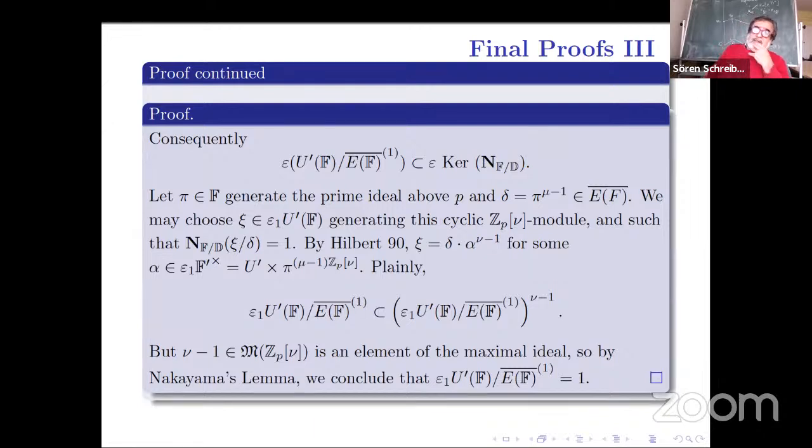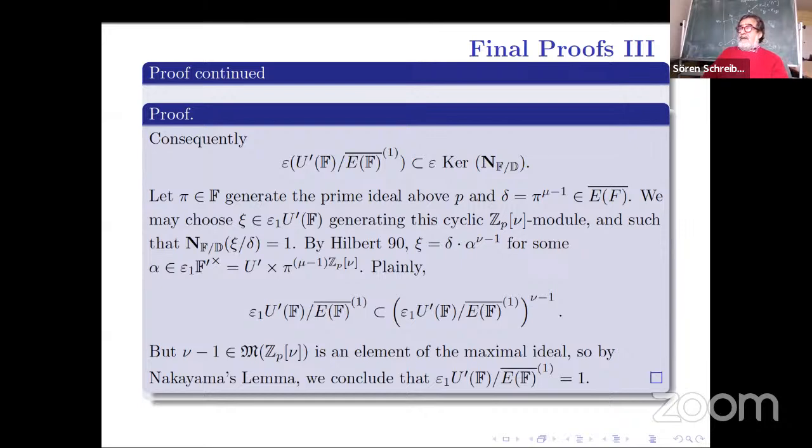I take a generator of the prime ideal above P in F. Remember that there's only one such guy. And then pi to the mu minus 1 will be a global unit. On the other hand, U prime of F is a cyclic Z_p Galois of F over Q module. So on this component epsilon 1, it is Z_p mu cyclic. And I take a generator of this component of U prime, and then the norm will be 1.